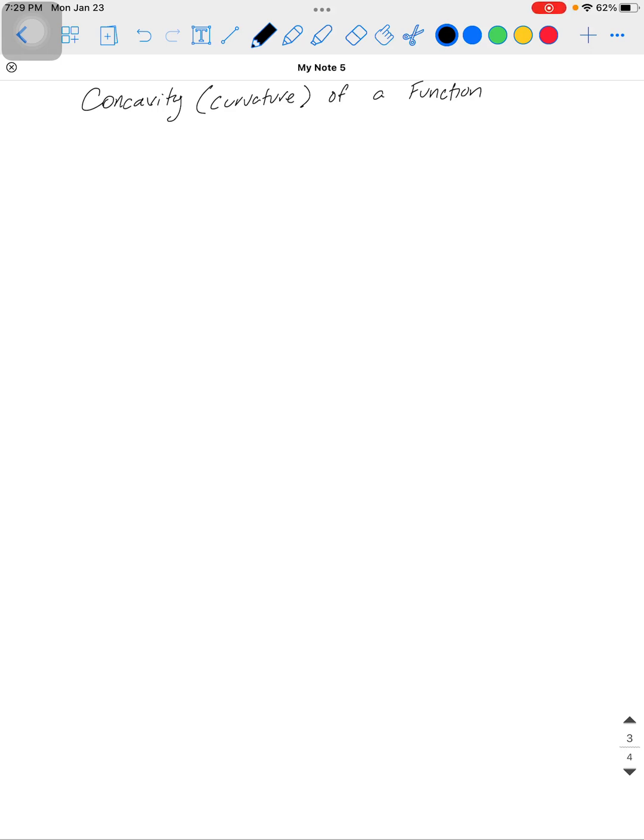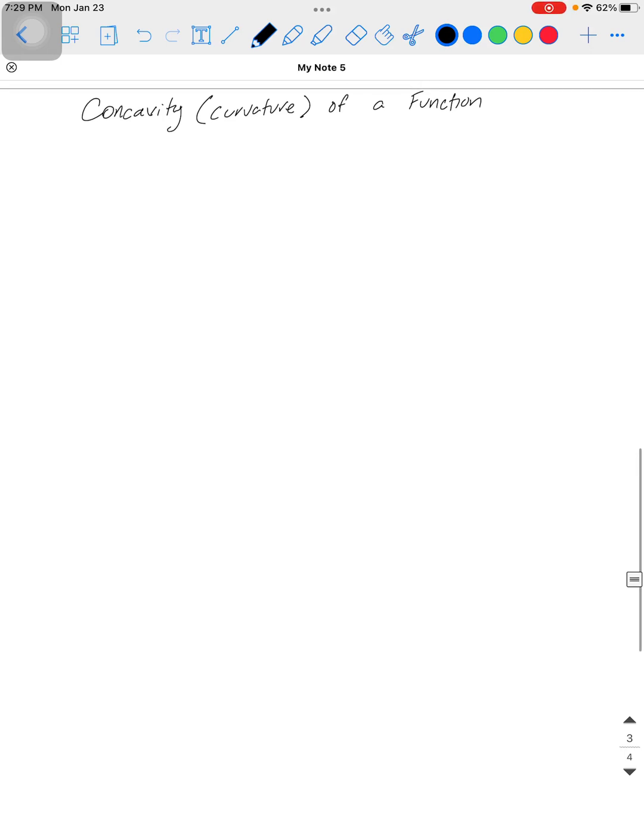All right, welcome back. We are going to talk about something called concavity, which is a basic way to describe the curvature of a function. So I'm going to try to cram in a bunch of information here so you can pause it and kind of reflect on it as we go. So concavity, let me give you a couple examples.